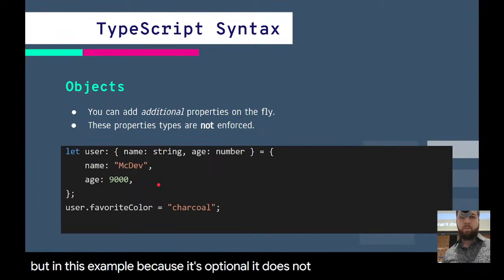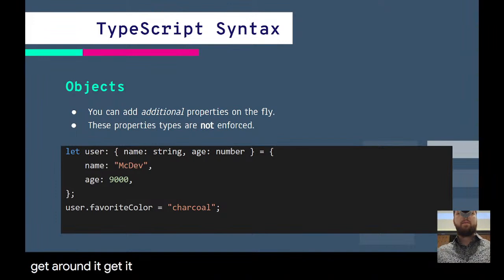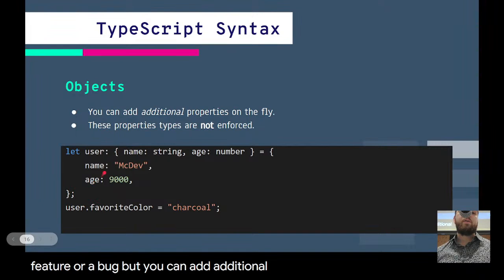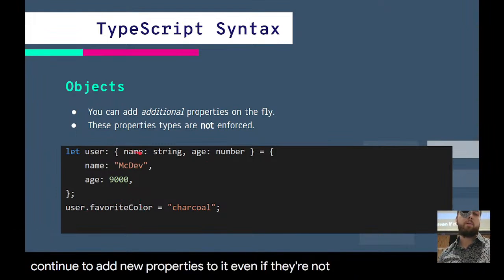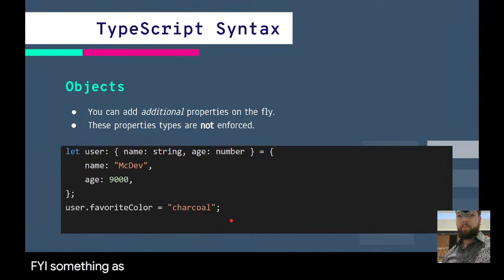This is where you can kind of get around using these types. I'm not sure if this is a feature or a bug, but you can add additional properties to an object after you've declared it, after you've created this variable and defined all of its types. You can continue to add new properties to it, even if they're not included up here. So just an FYI, it's possible.